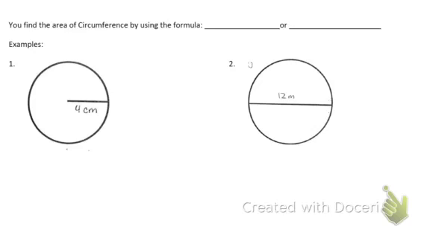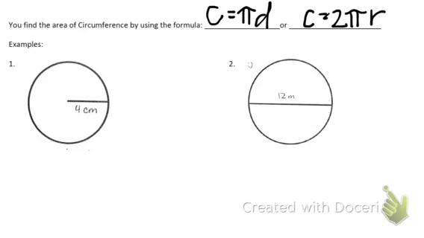To find the circumference, if you look on your formula chart, they give you two formulas. One of the formulas is C equals pi d, which is just the number pi times the diameter of the circle. So times the distance of the circle from one endpoint to the other going through the center. Or you can find it by doing circumference equals 2 times pi times the radius.